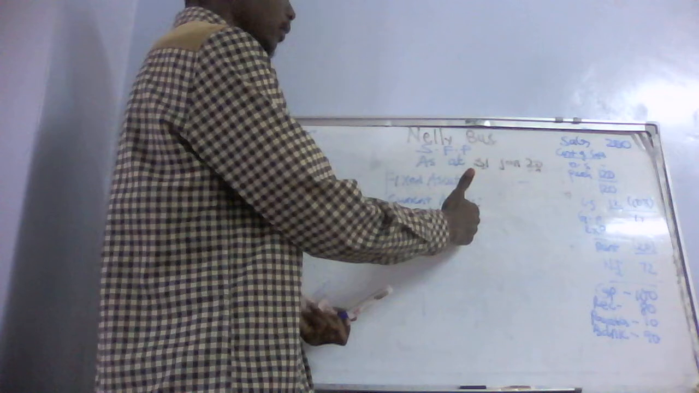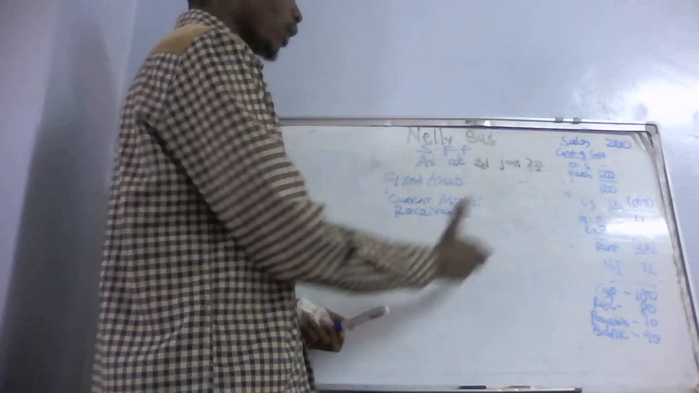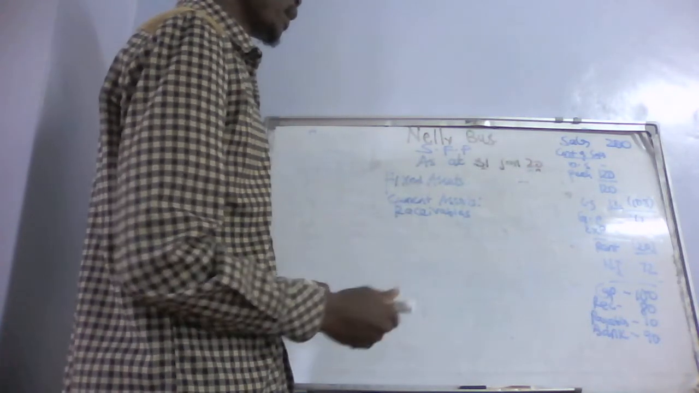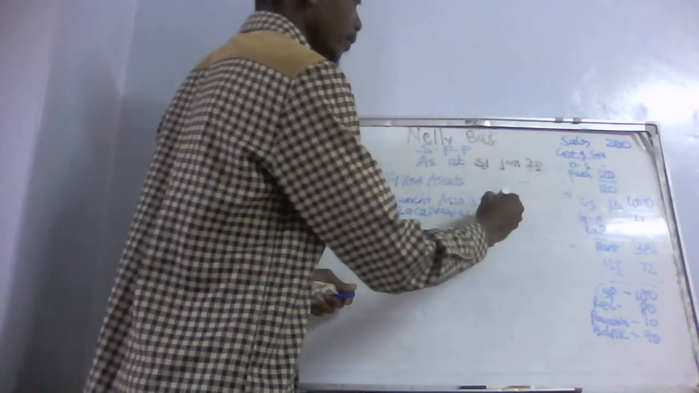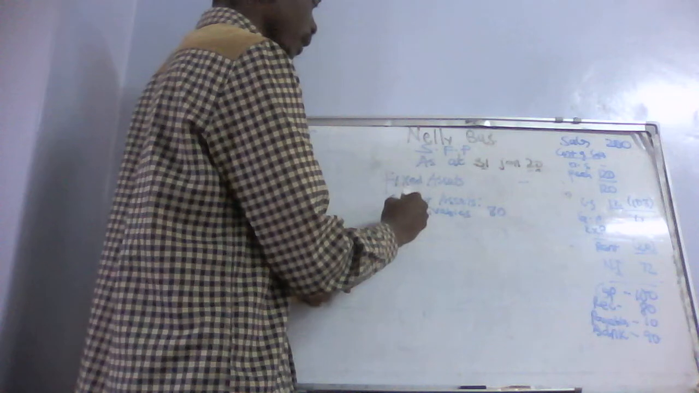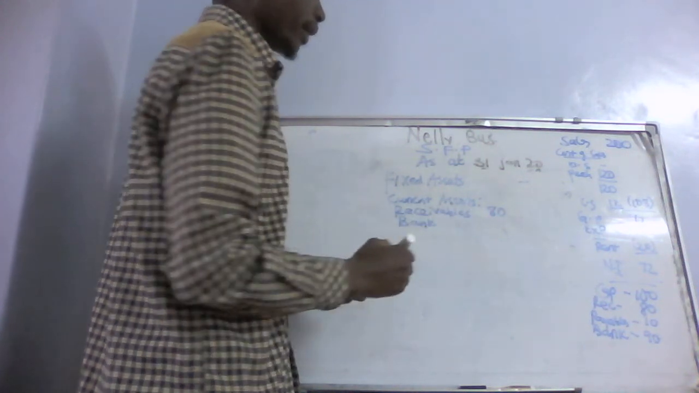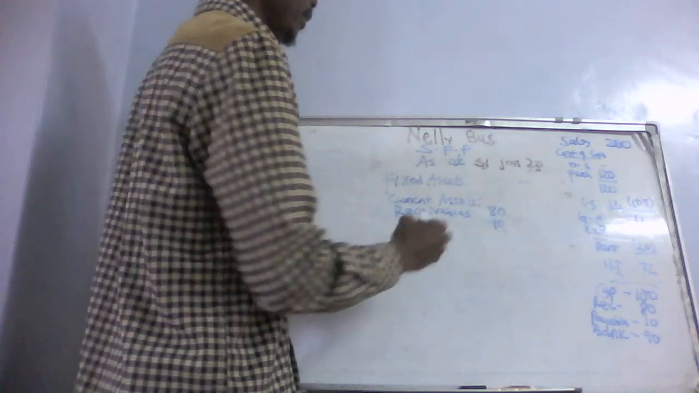So those ones would be reclassified as non-current assets. But for these purposes, let us just assume that all our receivables are expected to pay us within 1 year. So our receivables will be 80. We'll have our bank, which is a current asset. Bank is current asset, so that is 90. And then that is all.